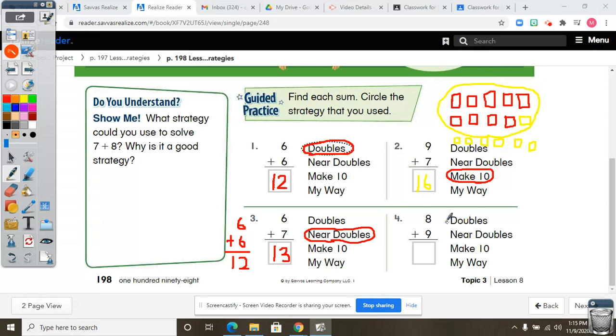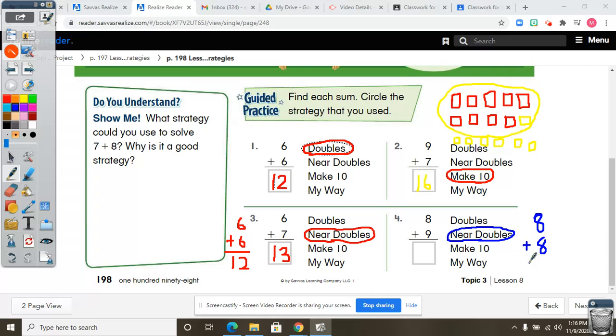Okay. 8 plus 9 equals blank. Now, you can either do make 10, because 9 is very close to 10, just like in number 2, or you could do a near doubles fact, just like we did in the previous one. I'm going to do a near doubles fact, because I know which one is the lesser one. 8 is less than 9. So I'm going to make a doubles fact out of that. So 8 plus 8.